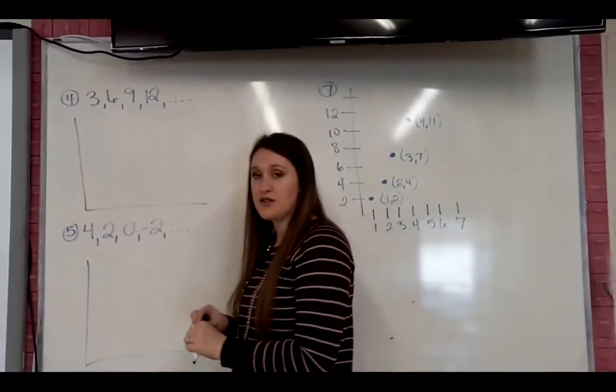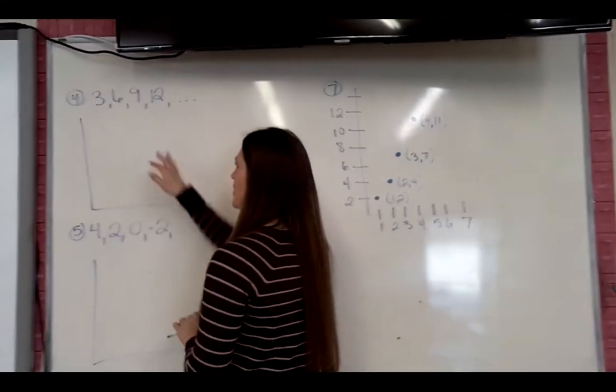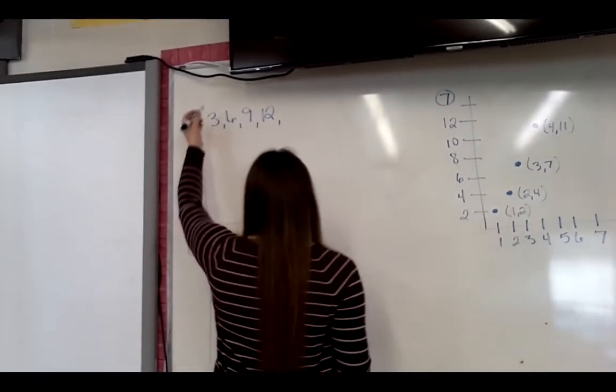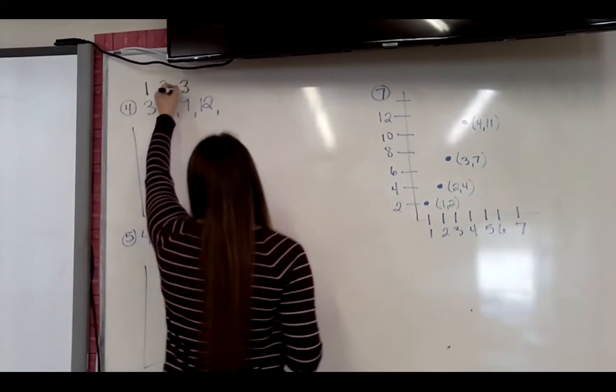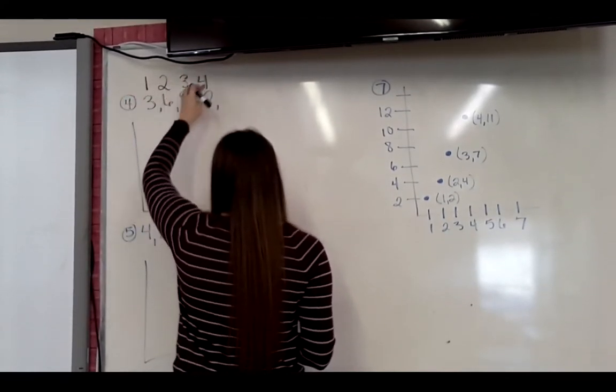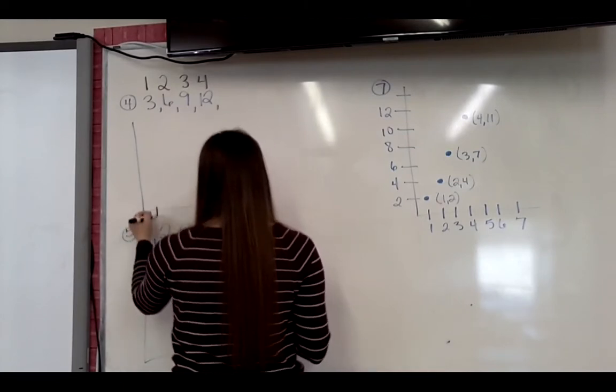On this next set of problems, on 4 and 5, we're graphing. So they give me 3, 6, 9, 12. So those are your points. This is your first term, second term, third term, fourth term. So that's the points (1, 3), (2, 6), (3, 9), and (4, 12). So we go and graph that.